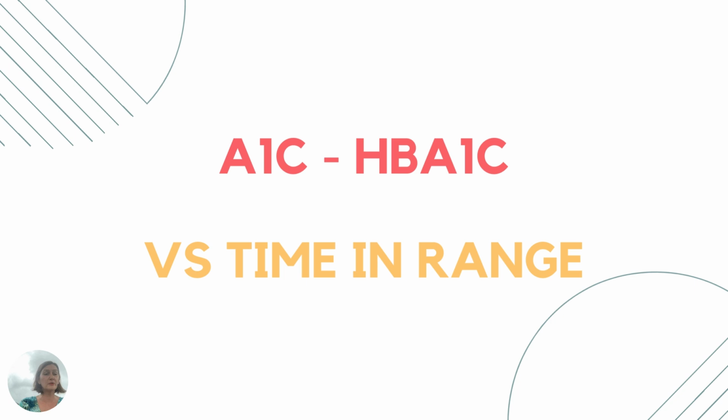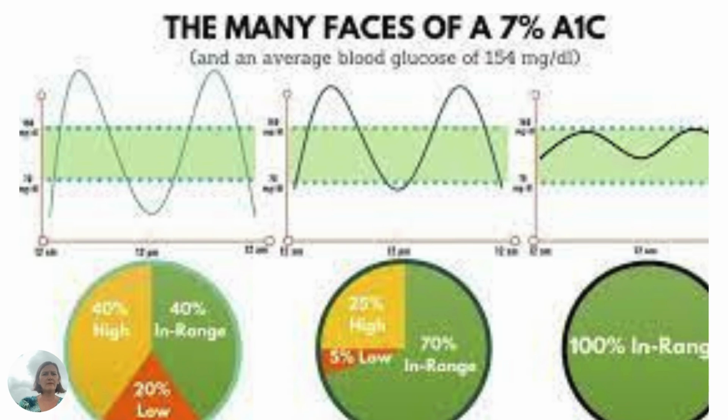In other words, how much of the day are your sugars in the normal range, which gives you fewer complications down the line. There are people who have an A1C of 7 in the first block, and they only have about 40% time in range. So just doing an A1C does not give us all of the information that we require, especially if we're looking at preventing complications down the line.